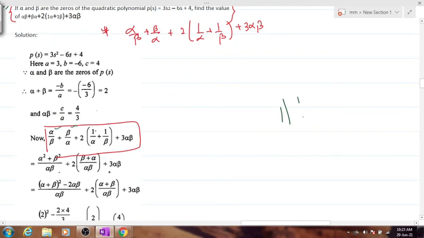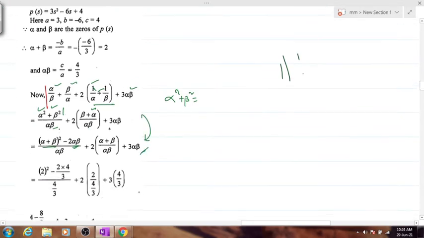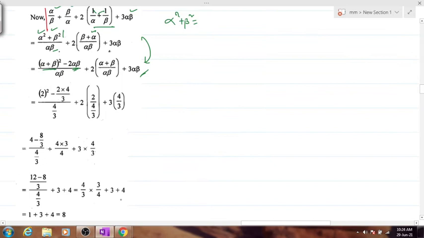Alpha by beta plus beta by alpha, plus 2 times 1 by alpha plus 1 by beta, plus 3 alpha beta. So this will simply become alpha square plus beta square over alpha beta, and over here alpha plus beta over alpha beta. So just now we have discussed the formula for alpha square plus beta square, which is alpha plus beta whole square minus 2 alpha beta. Since we have everything, we'll just substitute the values and we will get the value as 8.